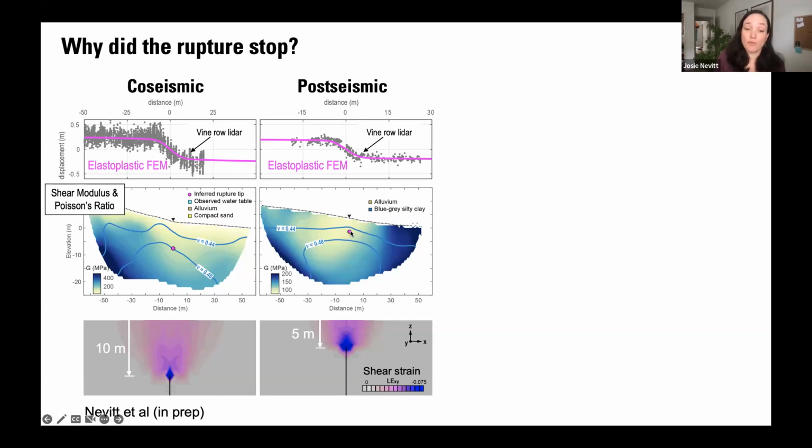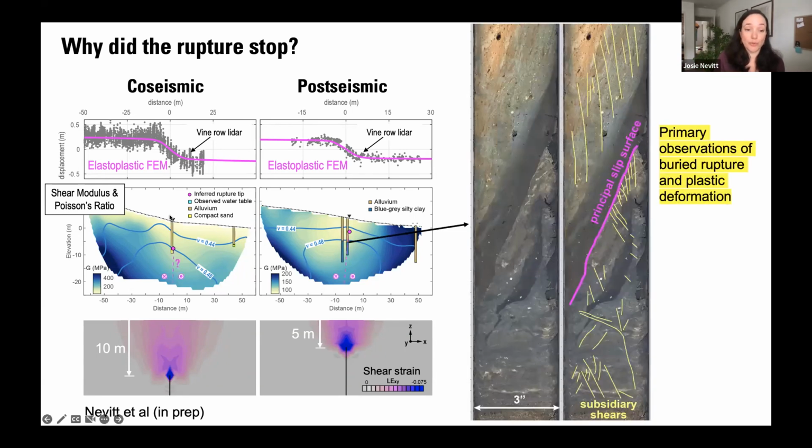And so this question of why the rupture would stop so close to Earth's surface and how you get a reduction in shallow slip has really motivated a lot of our subsequent work. So we drilled into the fault zone at both sites, hitting the principal slip surface at the post-seismic site, which is shown here, which confirms that there is actually a buried slip surface at depth.